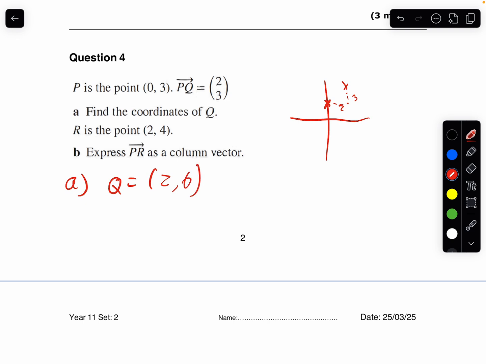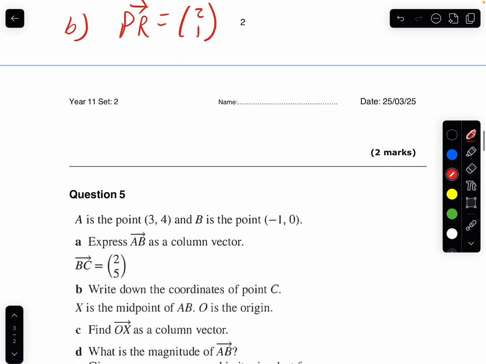R is the point (2, 4). I want to express PR. So I've gone 2 right and 1 up, so (2, 1). PR is equal to (2, 1). Just don't overcomplicate this. To get from here to here, you go 2 right and 1 up, so it's (2, 1).